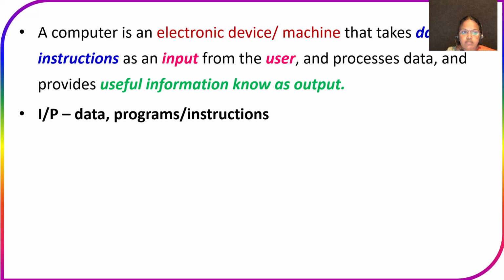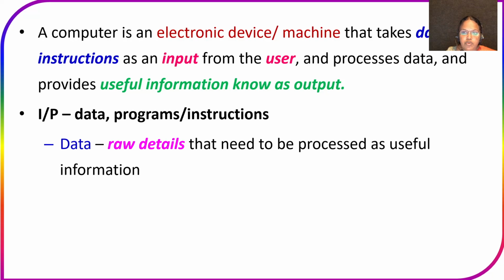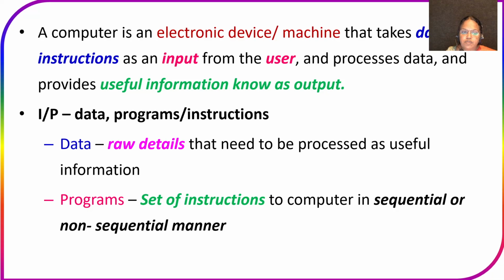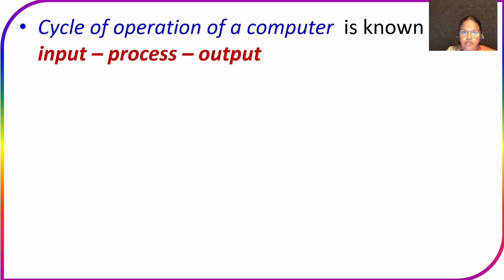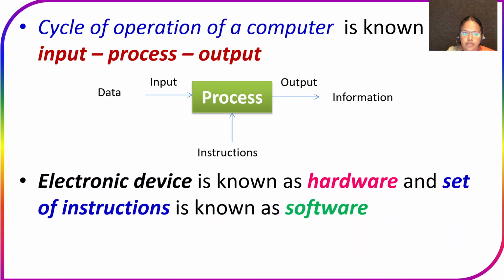Input is nothing but data, a program or an instruction. Data is raw detail that needs to be processed into useful information, whereas a program is a set of instructions to the computer in a sequential or non-sequential manner. The operation cycle of a computer has 3 stages: input, process and output. Data and instructions are taken as input, processed, and the result is obtained as information. An electronic device is known as hardware and a set of instructions is known as software.